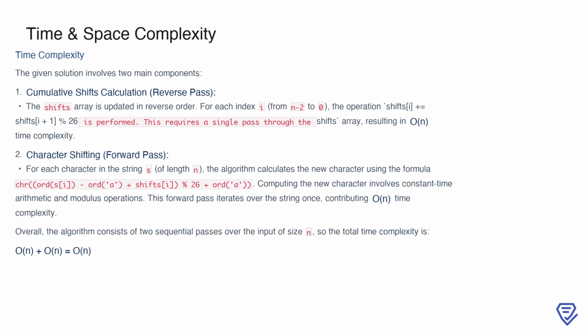Next, during the forward pass, each character in the string is shifted based on the pre-computed cumulative shifts. For each character, a constant time arithmetic operation determines its new value, and this process is repeated for all n characters in the string. Since both the reverse and forward passes iterate through the data sequentially, the total time complexity becomes O(n) plus O(n), which simplifies to O(n).